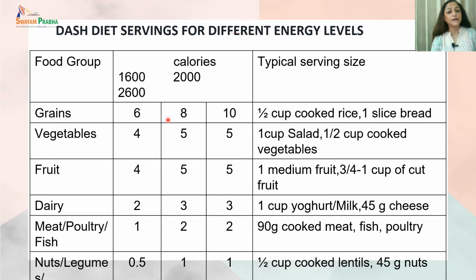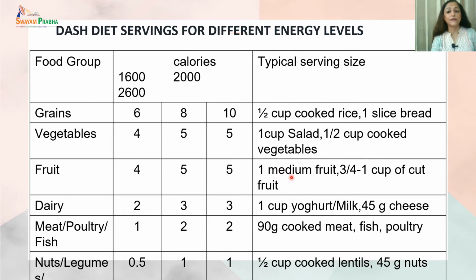or coming to the dairy, 1 cup yogurt or milk or 45 gram of cheese, that will make 1 serving. When we talk about meat, poultry and fish, if a person is taking 90 gram of cooked meat, fish or poultry, that is equivalent to 1 serving. And nuts, legumes, pulses and seeds, the 1 serving would be half cup cooked lentils or 45 grams of nuts. And fat and oil, 1 teaspoon oil is equivalent to 1 serving, or margarine, or 1 tablespoon of low fat dressing.